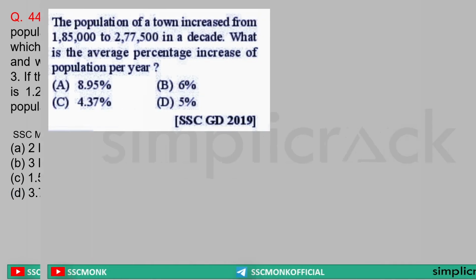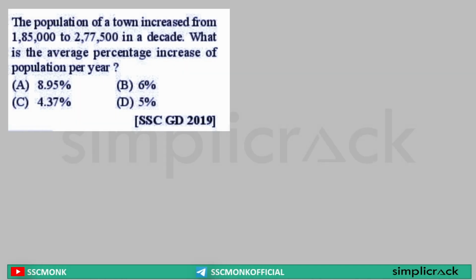Clear? Next. The population of a town is increased from this to this. What is the average percentage of increase of population? Now, understand this. 18500. Okay. This was the population. It got increased by 100 plus x by 100. Then again it got increased by 100 plus x by 100. It increased how many times? In a decade. So here what will happen?